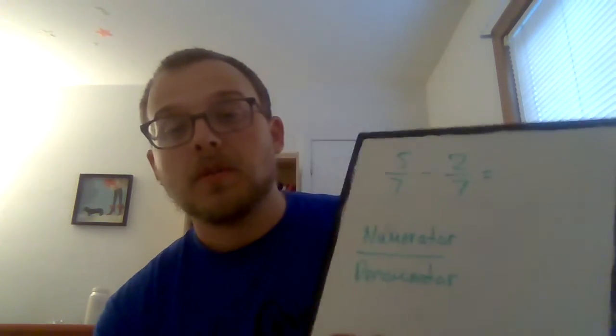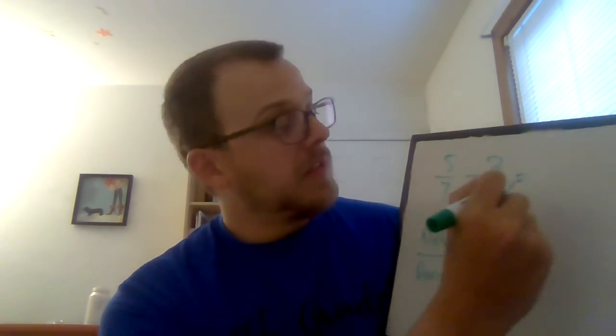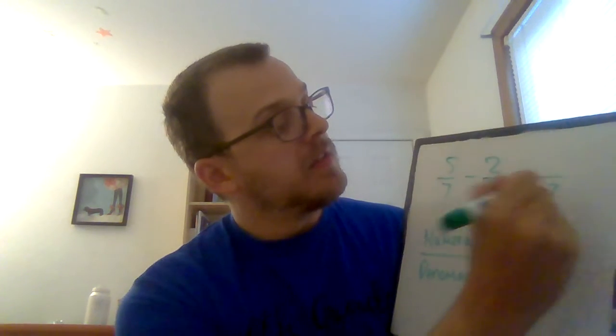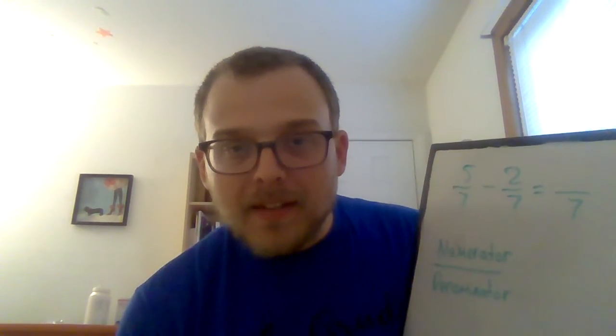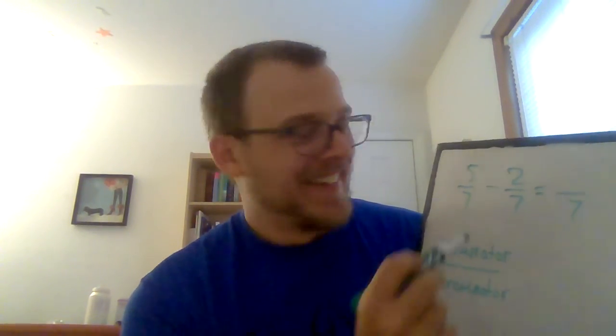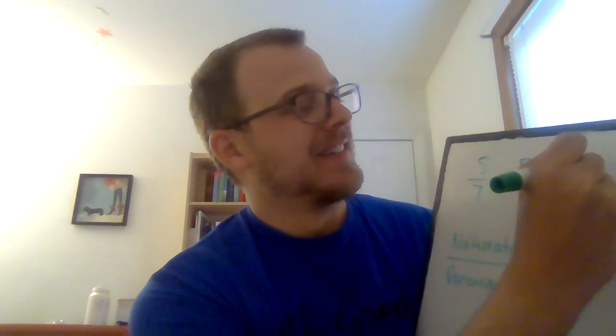Awesome. Well, I'm hoping you guys did that one all right too. So remember, our denominator stays the same, so this will be 7, and 5 minus 3, or 5 minus 2, I gave you guys the answer. Darn it, I gave you the answer. 5 minus 2 equals 3.